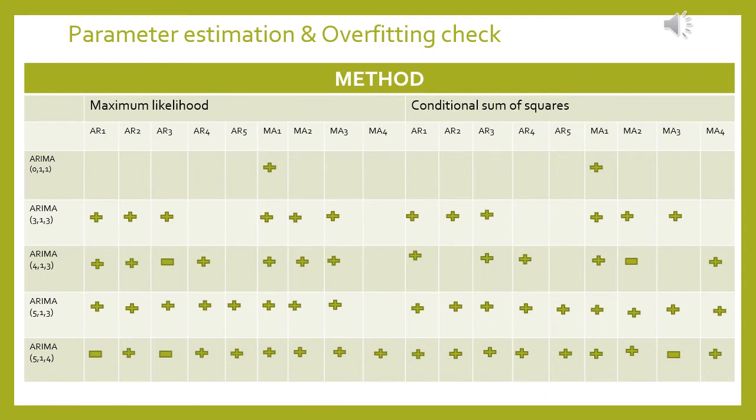Coming to parameter estimation, we use two methods, the maximum likelihood and conditional sum of squares. Though maximum likelihood is the preferred method, we will be using both to determine which model is returning significant coefficients for the order of AR and MA components. Maximum likelihood maximizes the log likelihood function of the ARIMA model, whereas CSS minimizes the sum of squared residuals. From the table, we can see that ARIMA 011, 313, 413, 513, and 514 have significant coefficients for the highest orders of AR and MA components.